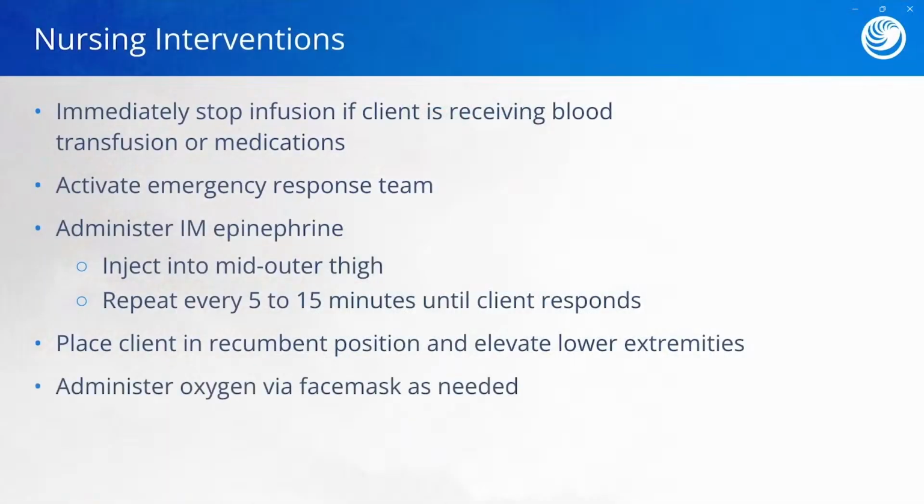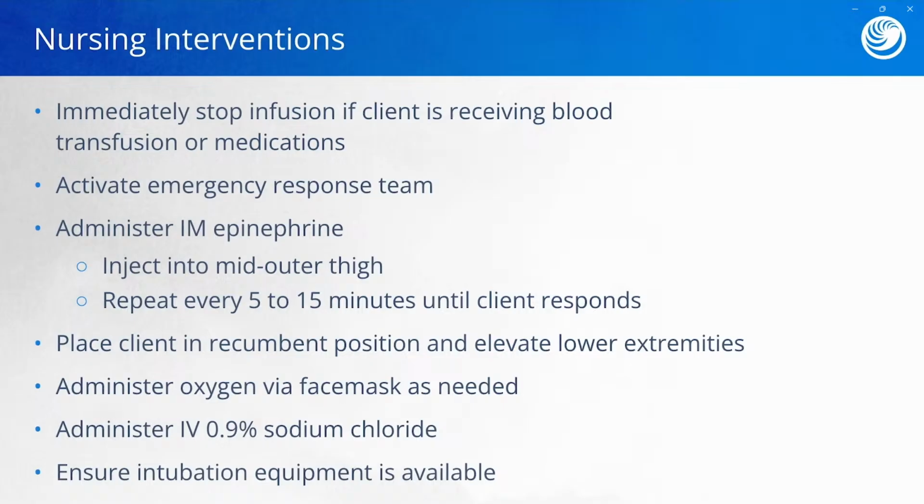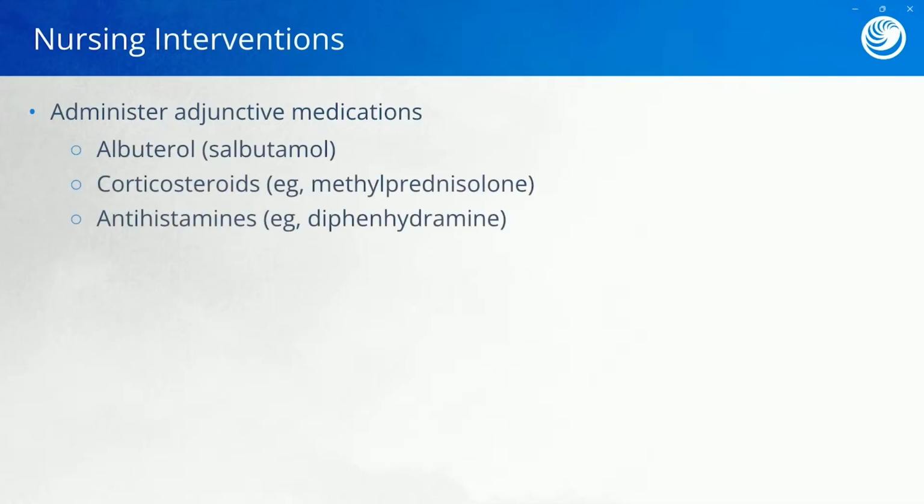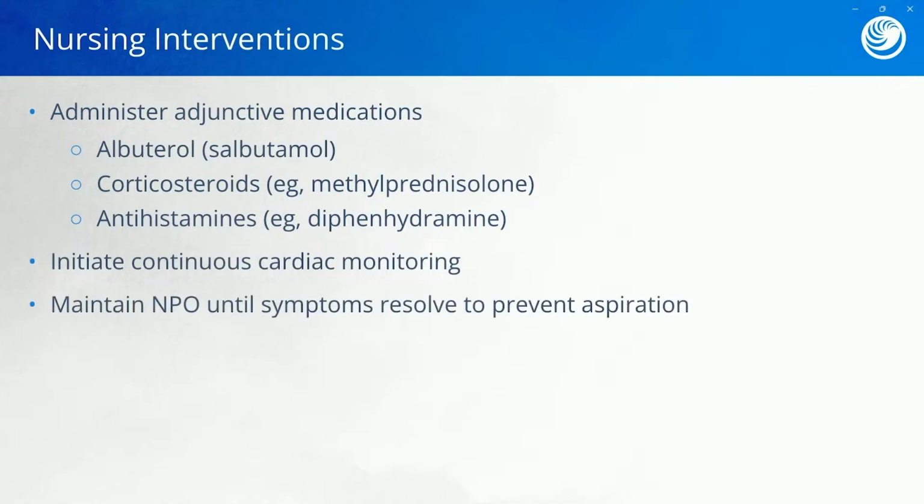We're going to always think about the ABCs, administer oxygen, and definitely fluids because they're hypovolemic. Make sure that you have intubation equipment available because we did talk about laryngospasm and bronchospasm. Some other medications that we can think about for a patient with anaphylaxis are going to be albuterol, corticosteroids, or antihistamines, because remember, we have to open that airway that's closing and spasming. Make sure to initiate cardiac monitoring continuously at the bedside. Keep your client NPO, especially until symptoms resolve, because we want to make sure they don't aspirate with those bronchospasms.